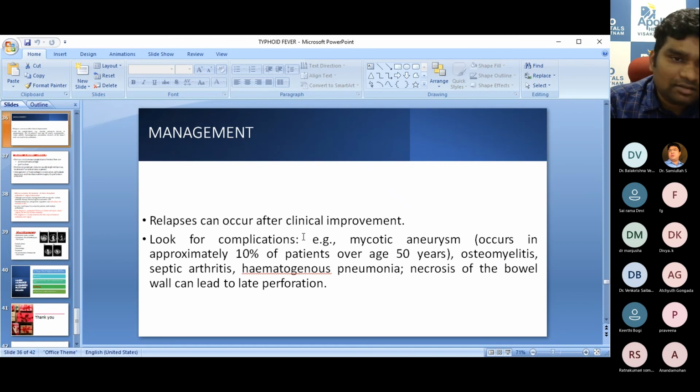Management of relapses. Relapse can occur after clinical improvement. Look for complications like mycotic aneurysms, osteomyelitis, septic arthritis, hematogenous pneumonia. Necrosis of the bowel wall can lead to late perforation.